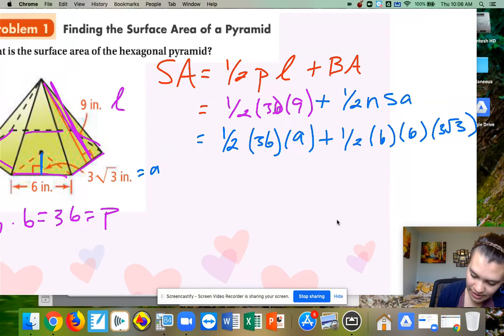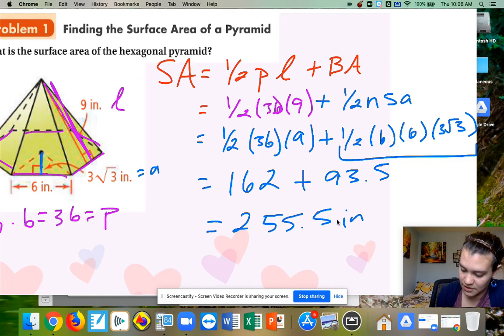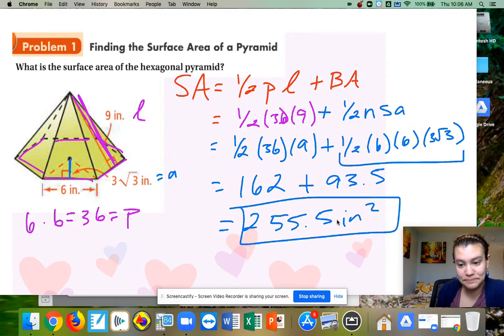36, and 9. And then you can just type all of this in all at once, or you can find the two chunks separately. So your lateral area is going to be 162. And if you type this in, you'll get 93.5. So total, you should get 255.5 inches squared for the hexagonal pyramid.